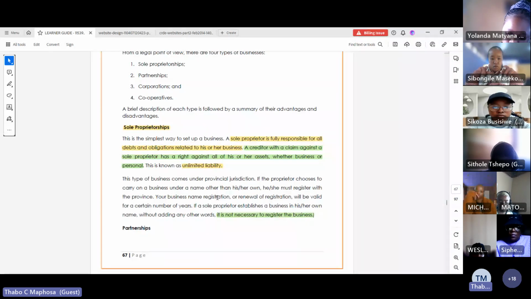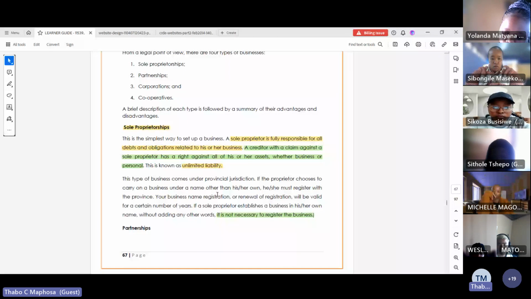You can even put a logo outside and say this is a sole proprietorship. And even if you are registering for tax, you can claim tax as an individual instead of a business, because it's a sole proprietorship, it's your own thing.